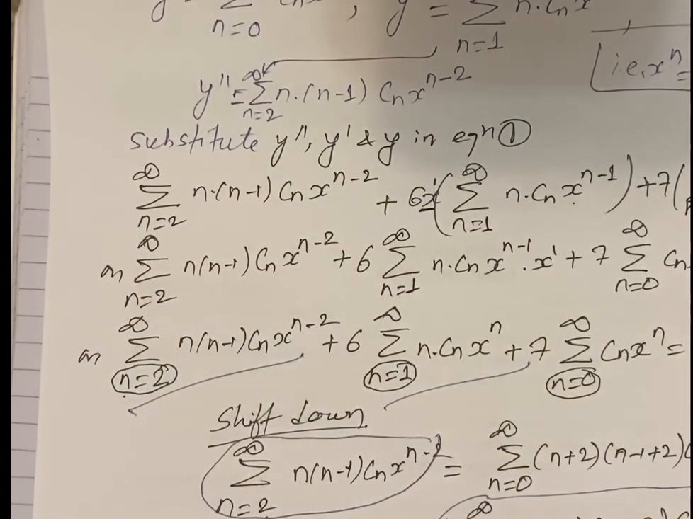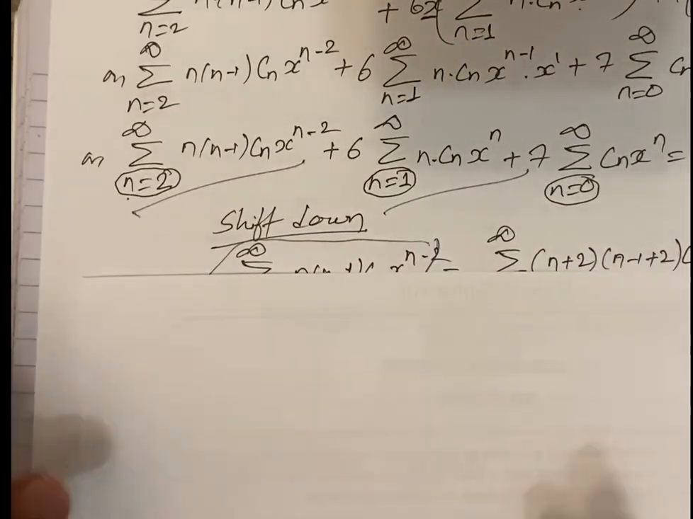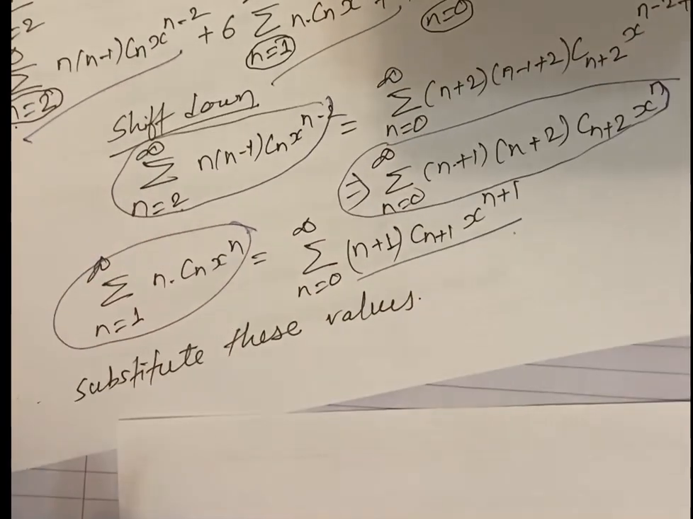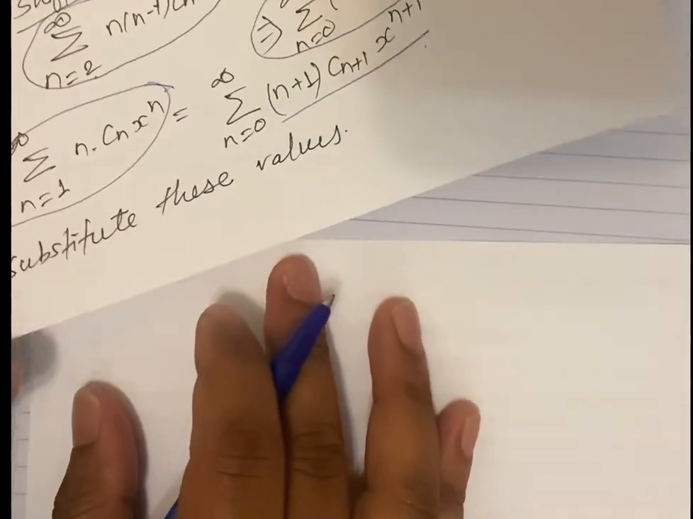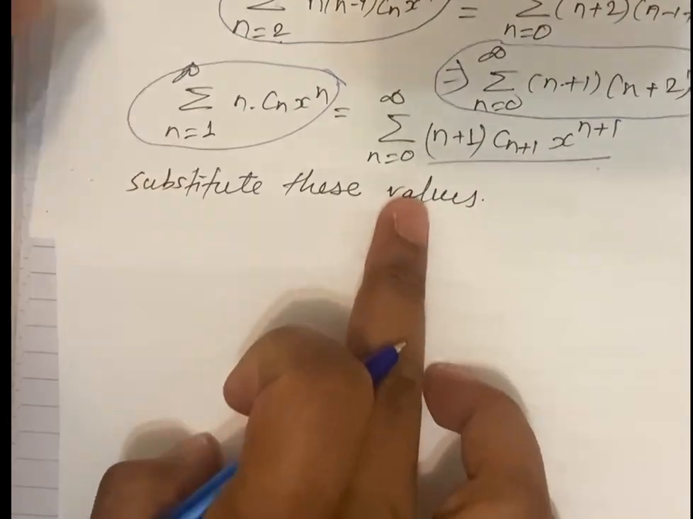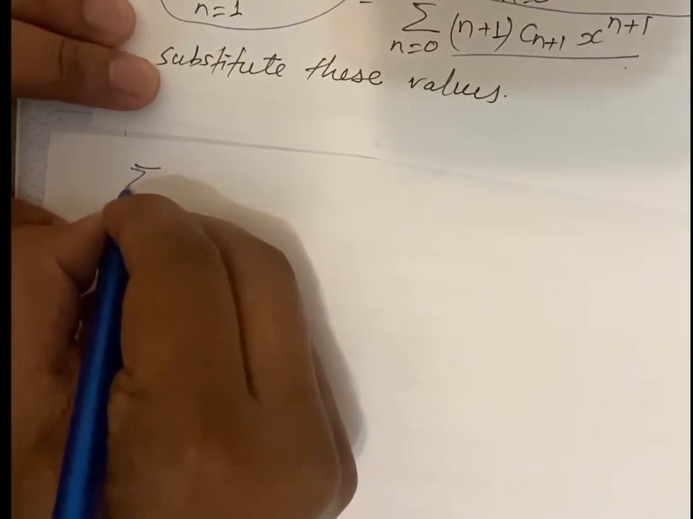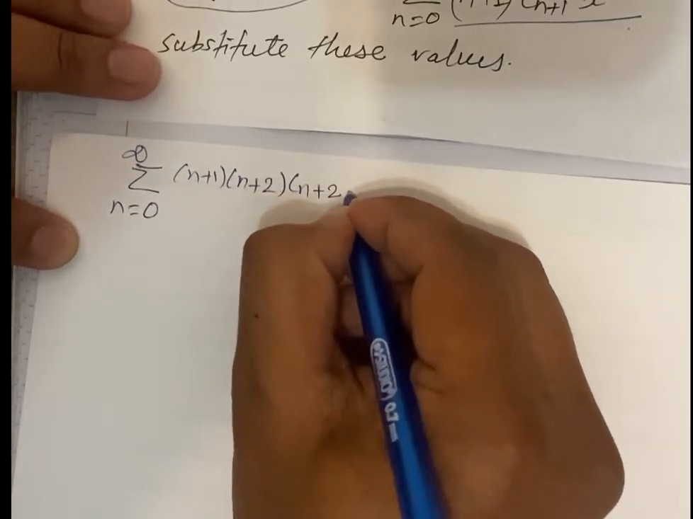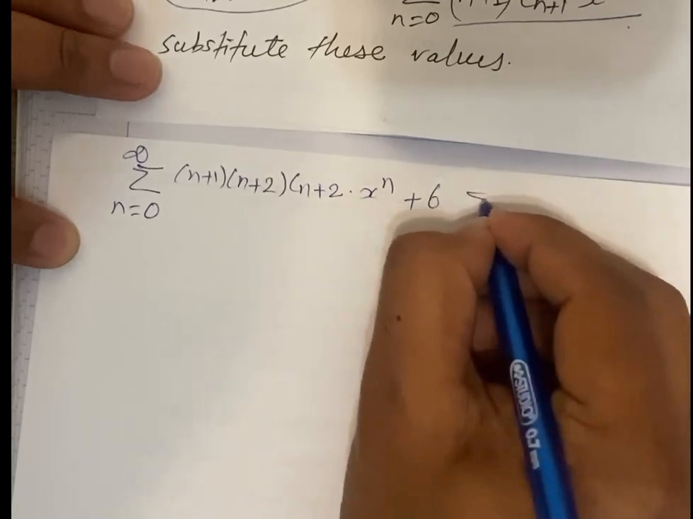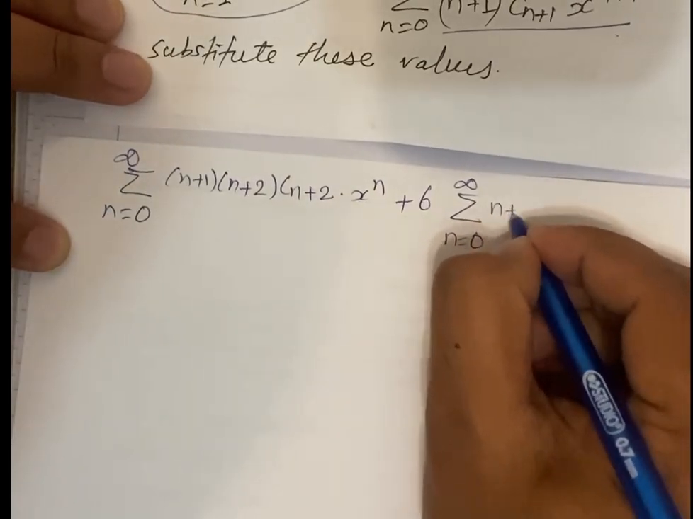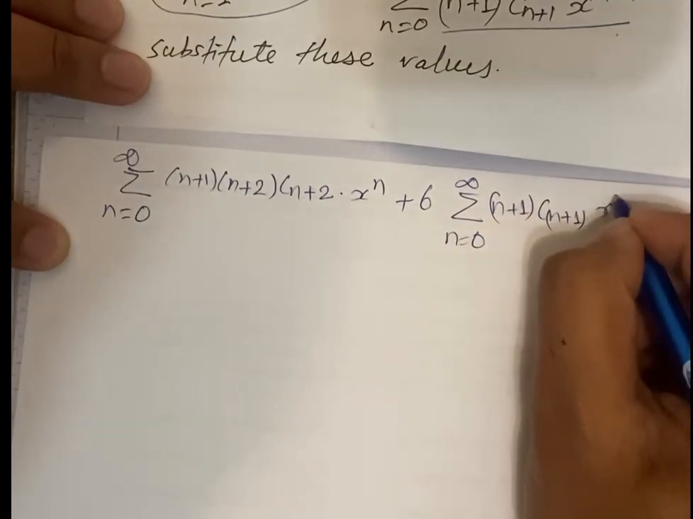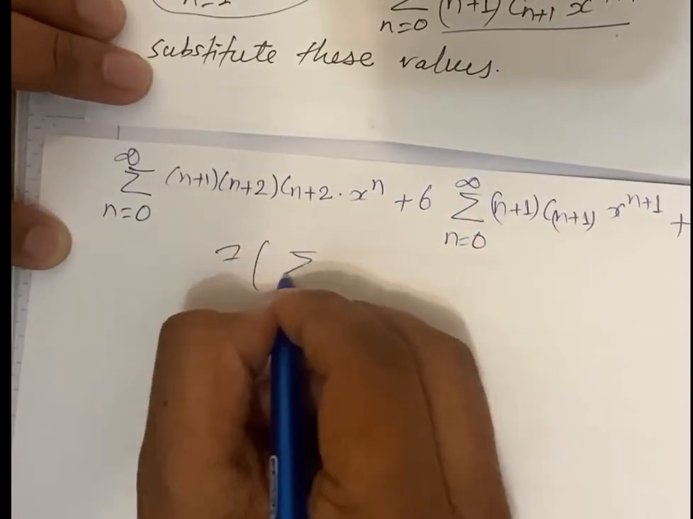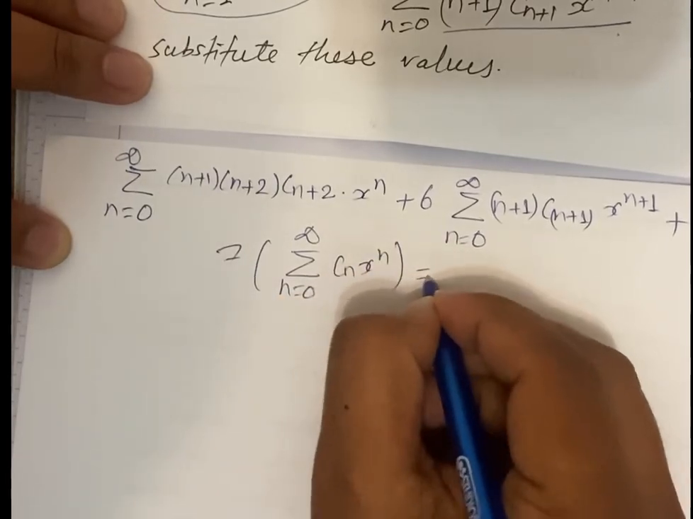Then what we will get is the sum from n equal to 0 to infinity of (n plus 1)(n plus 2) cn plus 2 x^n, plus 6 times the sum from n equal to 0 to infinity of (n plus 1) cn plus 1 x^(n plus 1), plus the last term as it is, the sum from n equal to 0 to infinity of c0 x^n, equal to 3x.